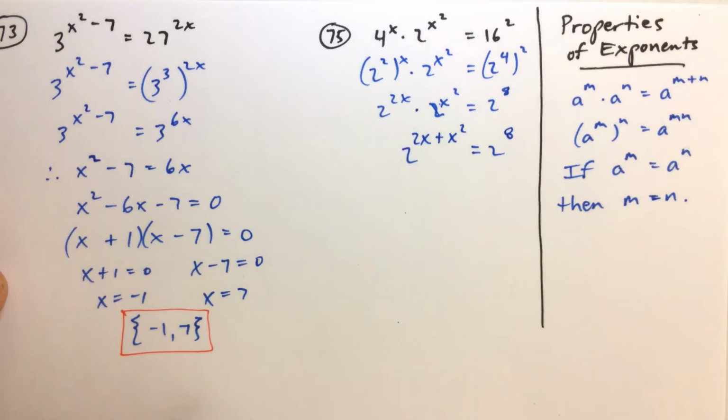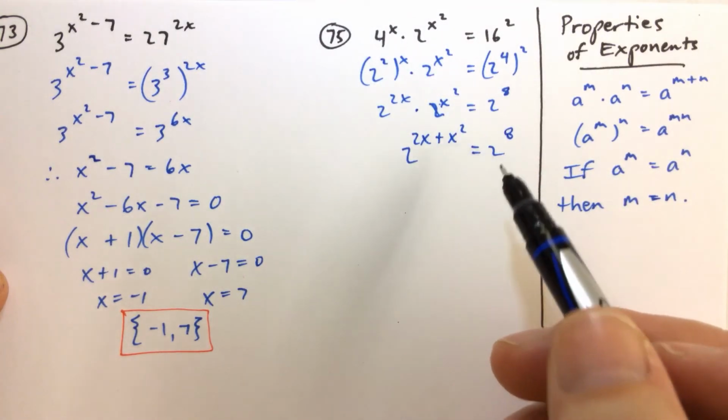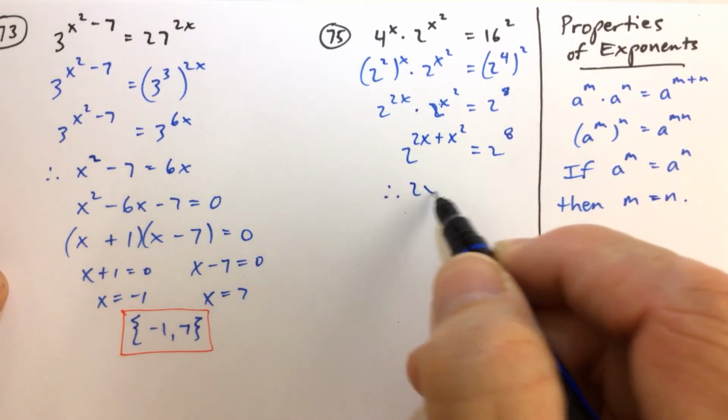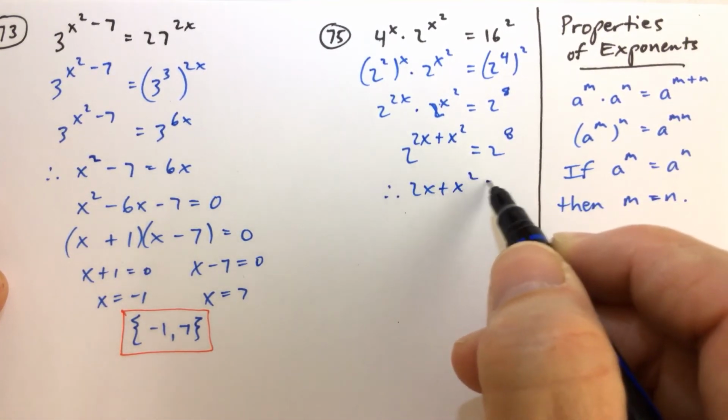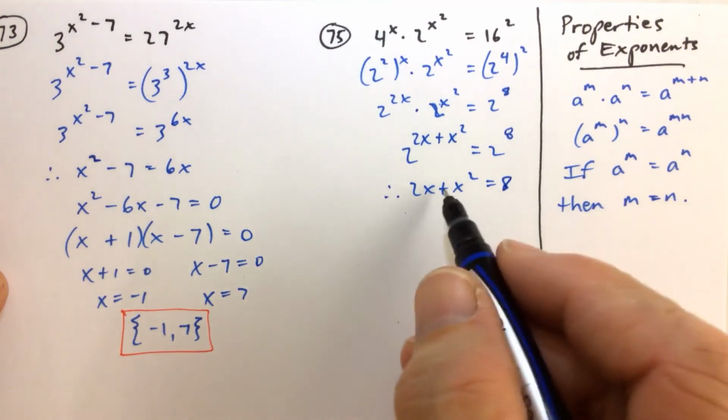Now, after the dust has settled a little bit, we see that the left side and the right side both can be expressed as a power of 2. So therefore we get to equate the exponents. That's the toughest part of the problem right there. And then again, we have a quadratic equation.